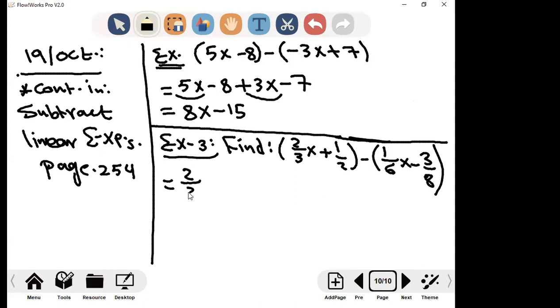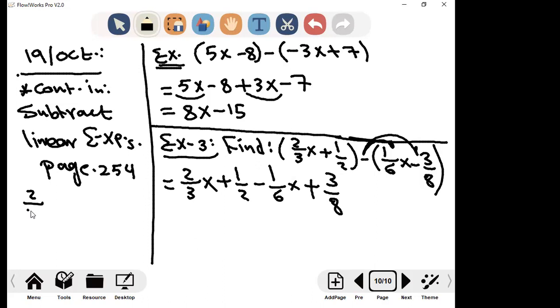So here 2 over 3x plus half. Now distribute the minus. Minus with 1 over 6, minus 1 over 6x, minus with minus plus 3 over 8. Now search for the like terms. Here we have x and here we have x, right? So this term with this term together: 2 over 3 minus 1 over 6. Take these two fractions and do them by the side, and take your answer here and put x beside it. Is it clear? Yeah. So here 2 over 3x minus 1 over 6x.